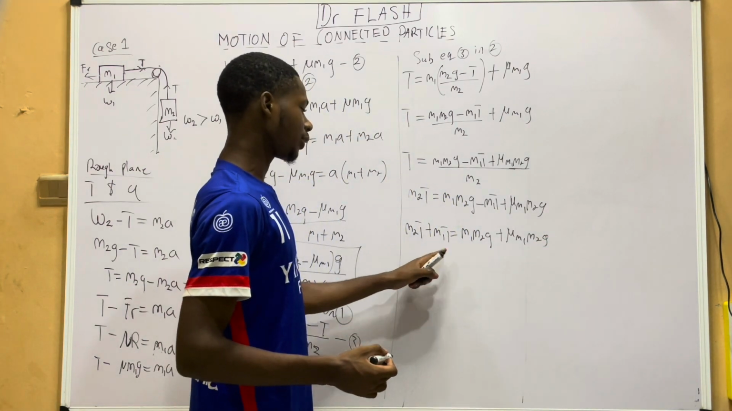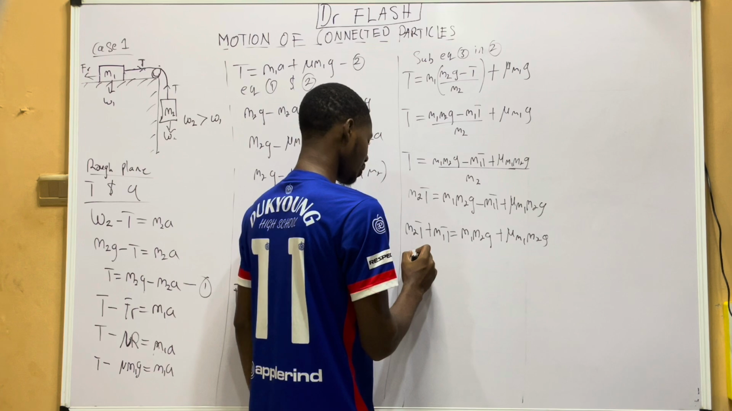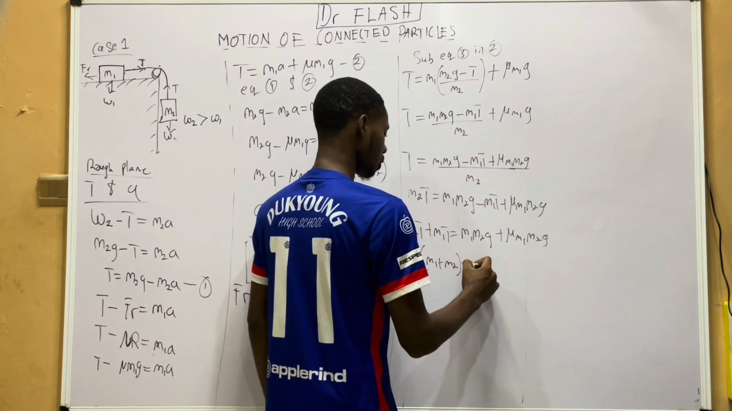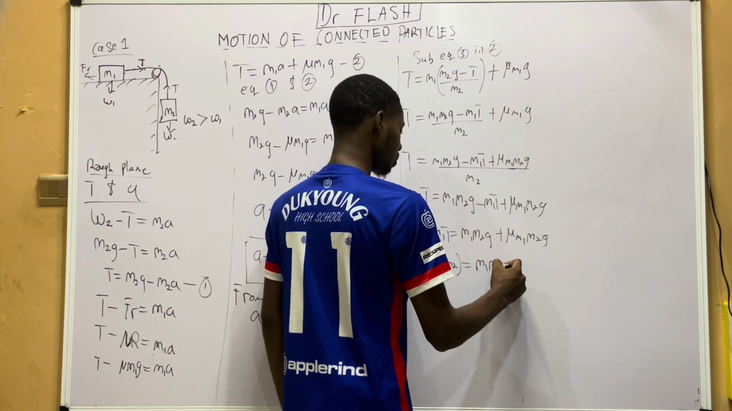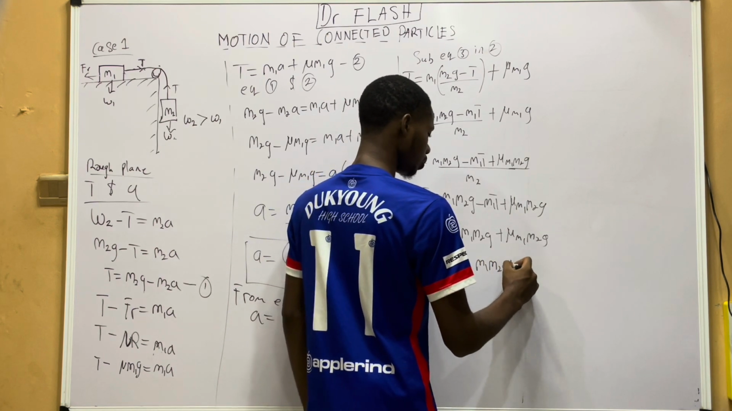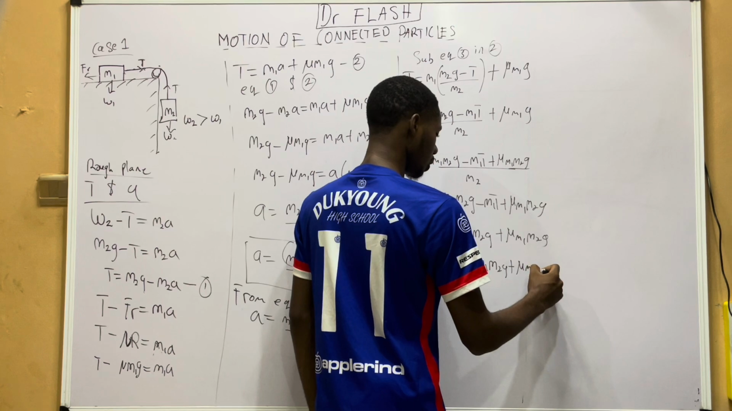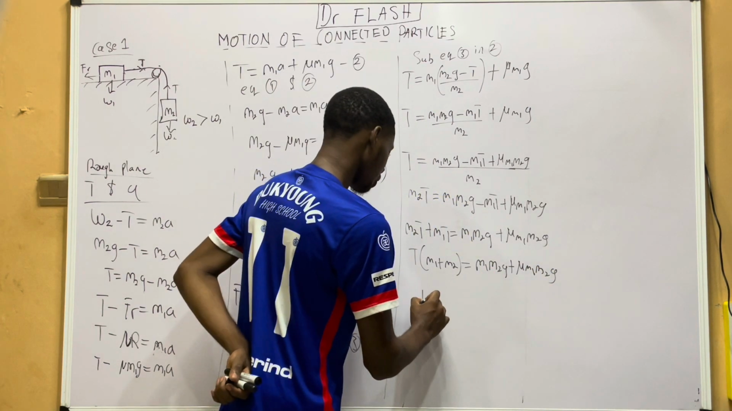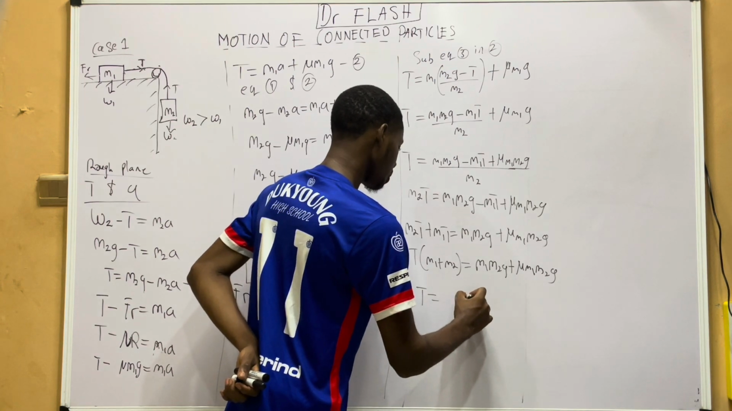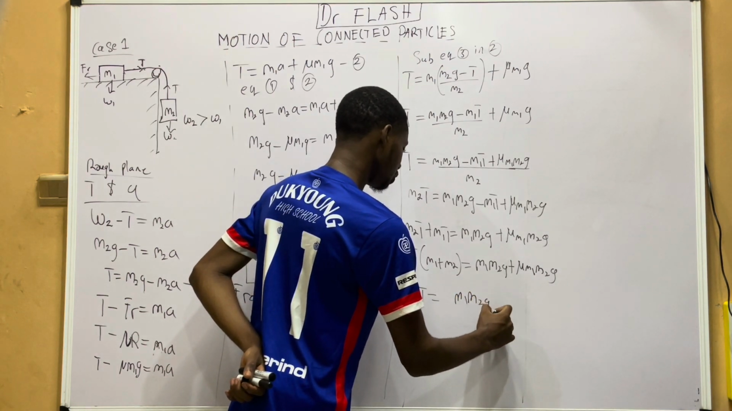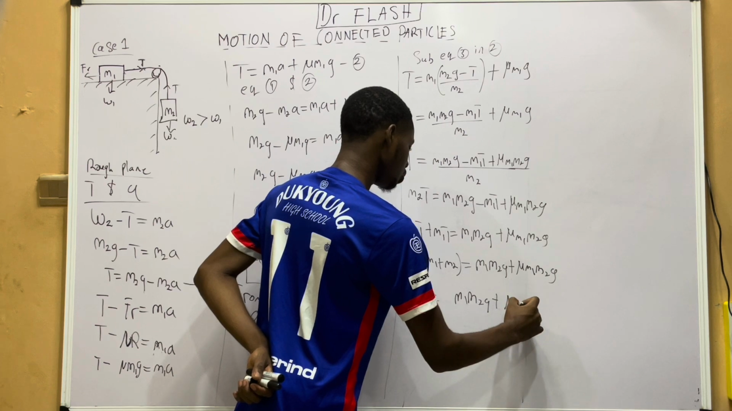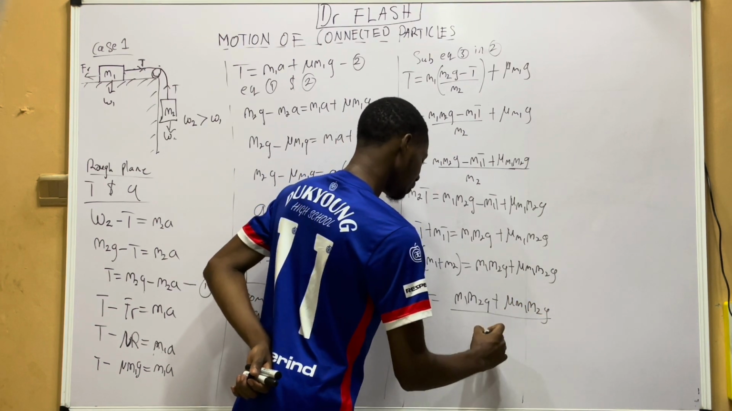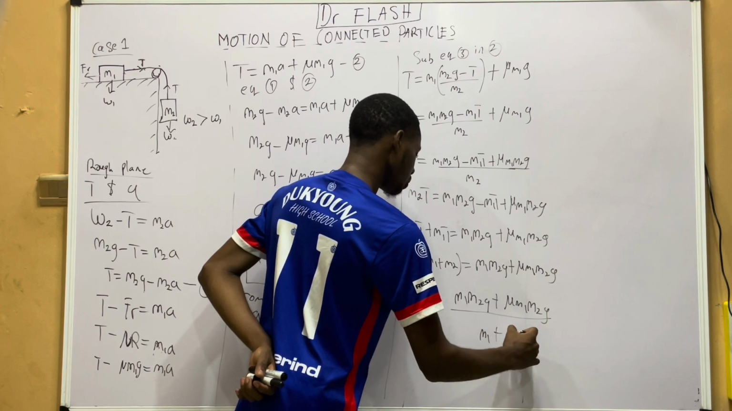Now the next thing we're going to do, factorize that t. So we have t into brackets m1 plus m2 equals m1 m2g plus mu m1 m2g. Making t the subject, we're going to have t is equal to m1 m2g plus mu m1 m2g divided by the total mass, that's m1 plus m2.